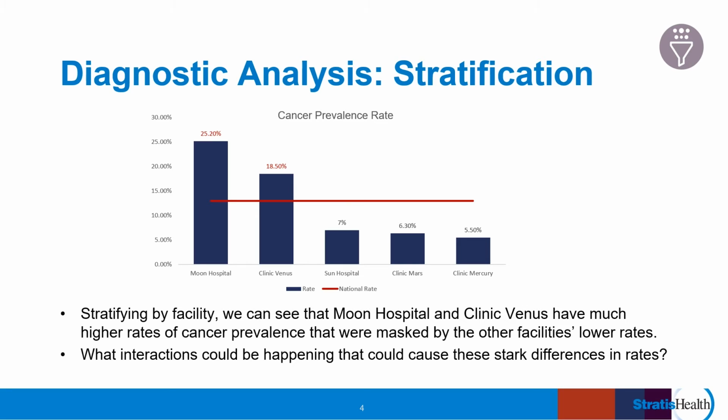It turns out that those 2 facilities serve patients who live in different zip codes than the other clinics and hospital. It may be appropriate to focus quality improvement activities and initiatives on these 2 first. Sometimes we may need to stratify even deeper. What are the cancer prevalence rates among the different providers at those 2 facilities? What about across different races, ethnicities, or age groups?